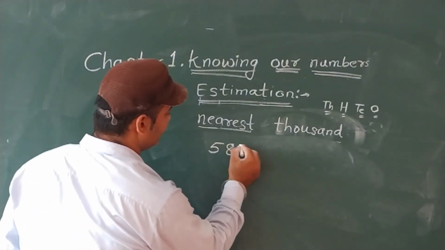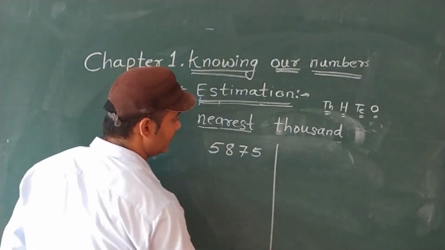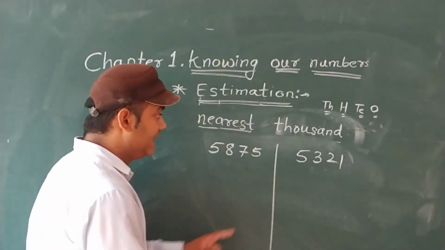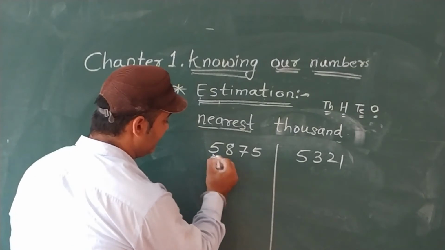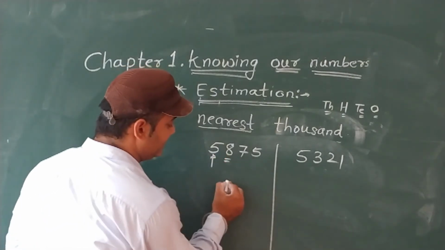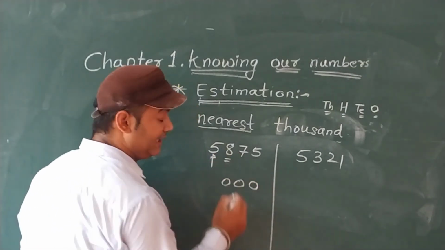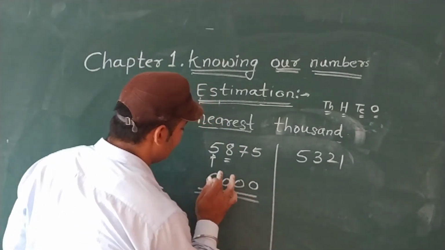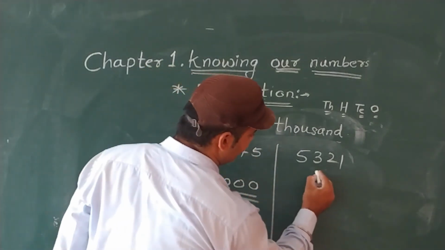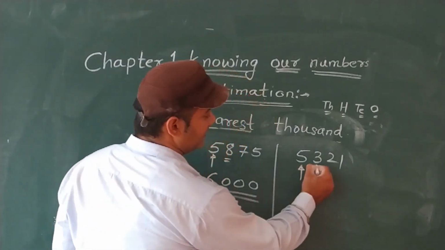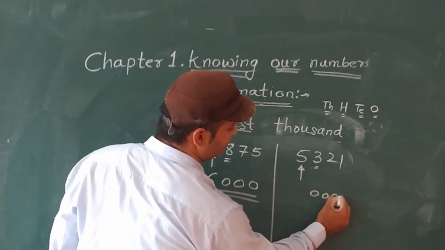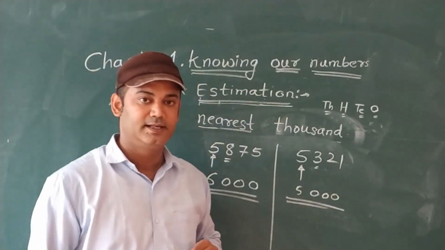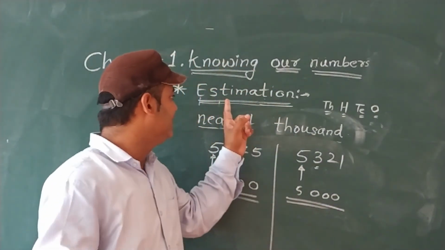5, 8, 7, 5, 5, 3, 2, 1. Nearest 1000. 5 is at 1000 place. See the next digit. Make it 0, 0, 0. 8 है so increase the value by 1. It will become 6000. Sorry. Yes, 6000. Here next digit is 3. Make it a 0, 0. No need to increase. It will become 5000. Okay? Right?